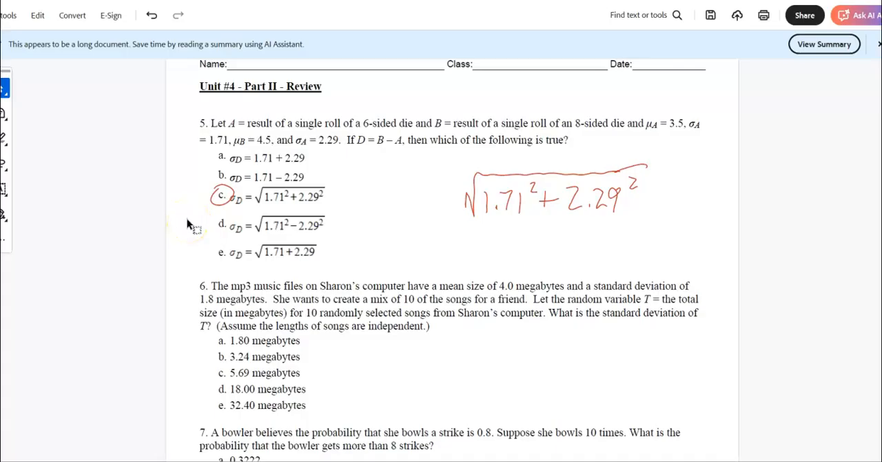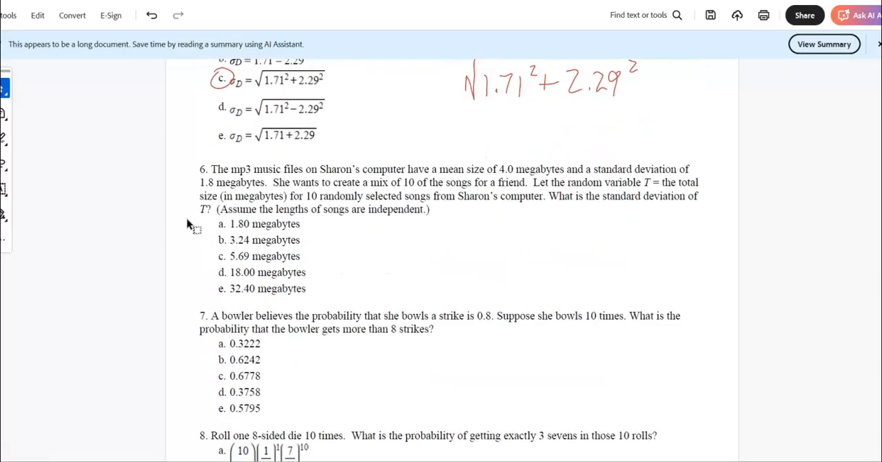Because you're combining variables, you can't just add standard deviations. You have to square those, get the variances, add them, even though you're subtracting, and get it that way.